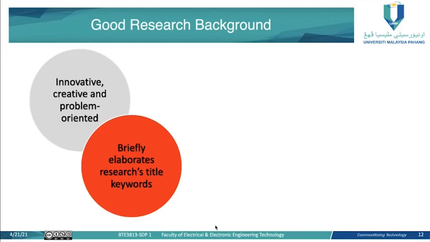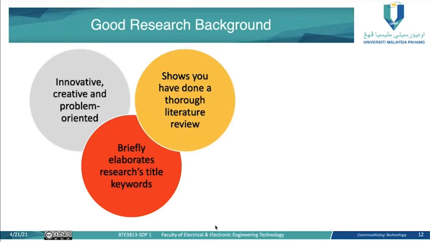If you have three keywords, you add three paragraphs, one paragraph for each keyword in your research background. If you have four title keywords, you add at least four paragraphs. When I say at least, I mean at least. Maybe you can add more, you can add two paragraphs for a keyword, but try to be brief and focused.